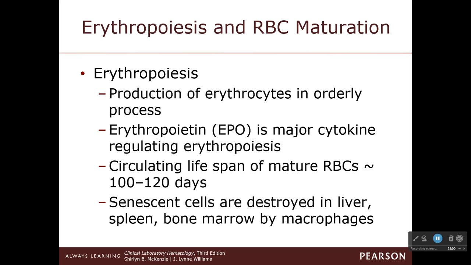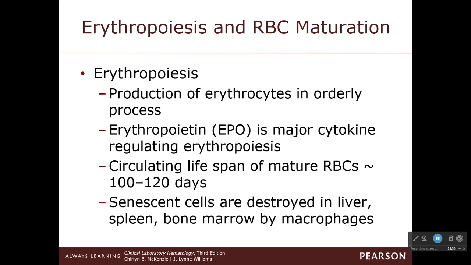Now remember what I told you guys. Every 120 days, you don't lose all your red cells, right? We only lose about 1% a day. It's kind of staggered so that we don't ever have any trouble with our blood. You know what senescent means? Senescent means old. I'm senescent. I don't work as well anymore as I used to. So these are older cells that are inefficient. They're destroyed in the liver, the spleen, and the bone marrow also by macrophages.